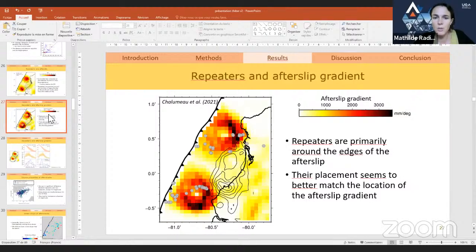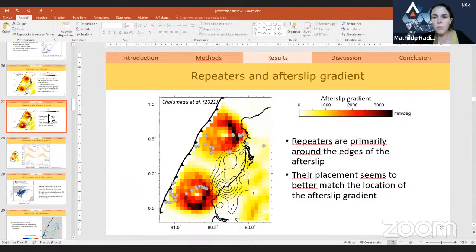Is there a relation between the slip that you infer from the repeating earthquakes and the afterslip gradient, or is it just a spatial correlation? As far as I can say, it's just a spatial correlation.